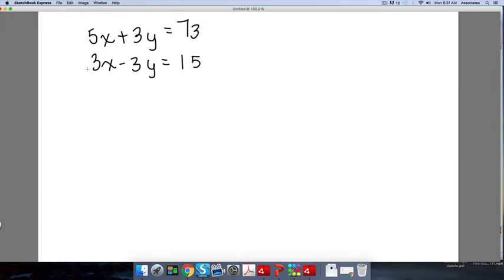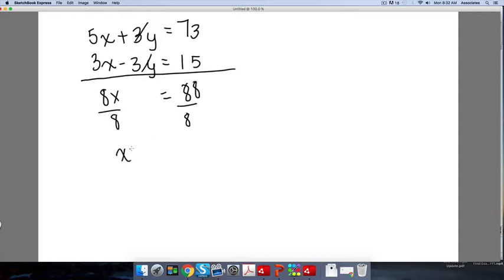Then I look at my equations and say, if I add these two equations together, will either variable be eliminated? Well, if I add 5x and 3x, I get 8x. Those aren't eliminated. But if I add 3y and negative 3y, they're eliminated. So I don't need to do any more work except to add these up. 5x plus 3x is 8x. These cancel because they're opposites or inverses. Over here, I get 88. Divide both sides by 8, and I get x equals 11.